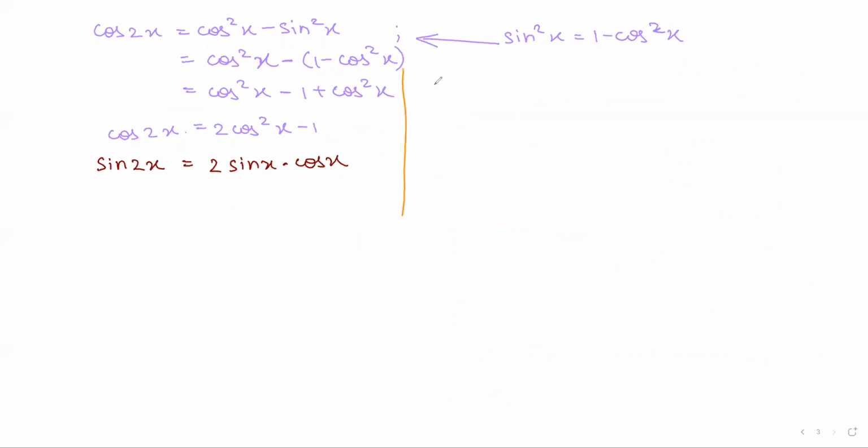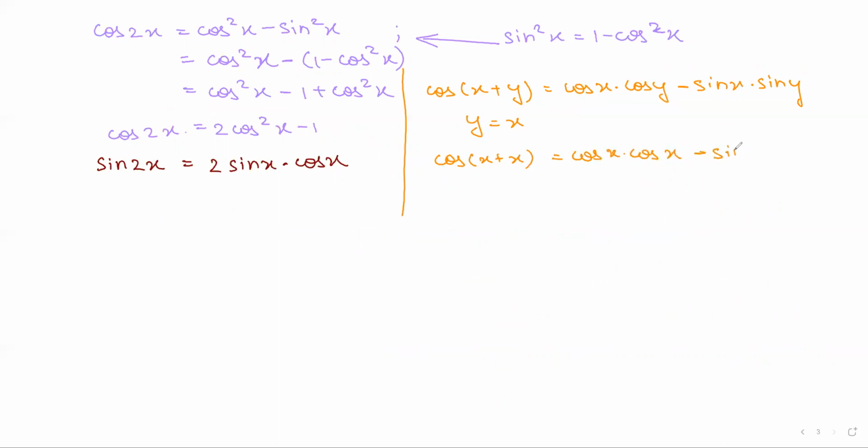We already studied the formula cos(x+y) is equal to cos x into cos y minus sin x into sin y. If I substitute y is equal to x, you can write cos of (x+x) is equal to cos x into cos x minus sin x into sin x. This will be equal to cos 2x is equal to cos square x minus sin square x. This is why we wrote cos 2x as it is.